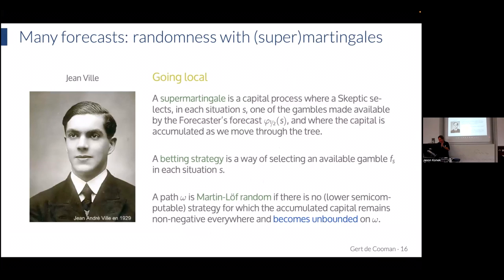And so what did Ville say? A path is random if there is no strategy, no capital function, no supermartingale for which the capital that you accumulate along that path, so you take a path in the tree, and in each of the situations of that path, you have a capital, increases without bounds. That means that by taking the bets that are available to you, there is a capital function for you that becomes infinitely rich on that path. Which means that you have a martingale, a supermartingale, or a strategy for becoming infinitely rich on that path.